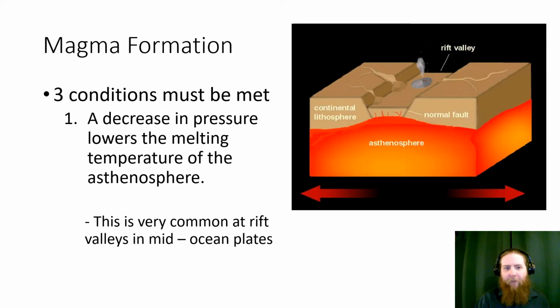So magma formation: there are three conditions that lead towards magma formation. The first is a decrease in pressure. This decrease in pressure underneath the surface lowers the melting temperature of the asthenosphere. This is very common in rift valleys at mid-ocean plates. Remember, as we have slab pull and ridge push, all of these plates are being moved to the sides. This asthenosphere now has more room to come up, less pressure, and it can melt and form this nice lava, which will come through this volcanic vent over here.